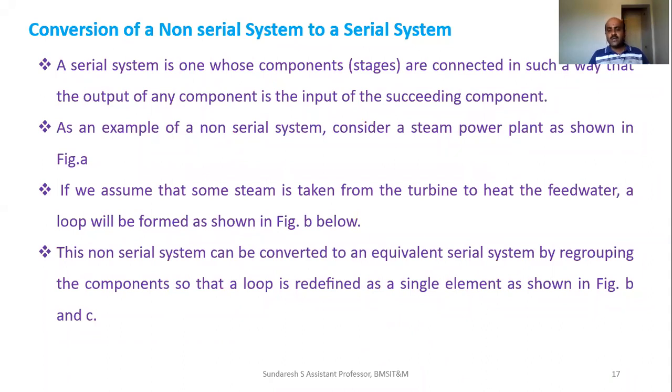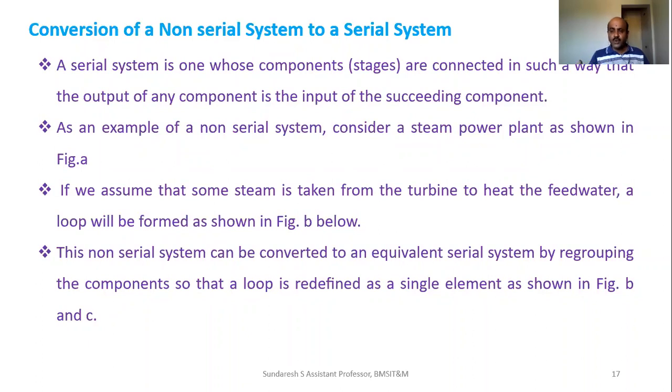Generally, what happens? The systems we generally get in real life problems are non-serial systems. So when you want to use the dynamic programming technique to optimize such non-serial systems, it is necessary for us to convert that system into a serial system. In the sense, non-serial systems need to be converted into a serial system, so that we can use the dynamic programming approach or technique to optimize such a type of system.